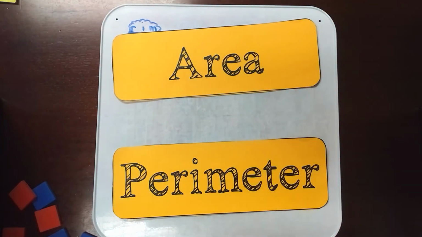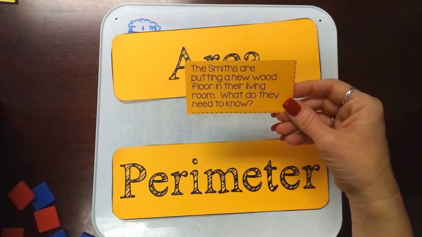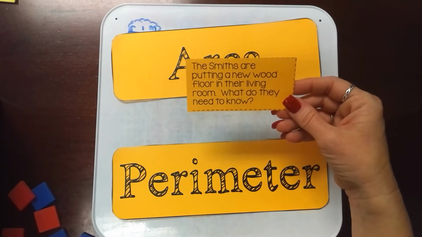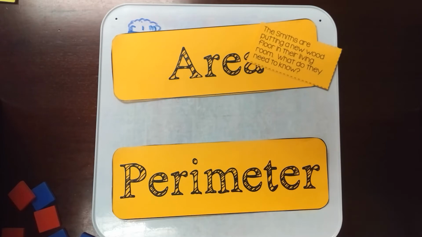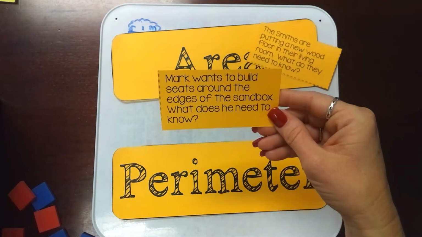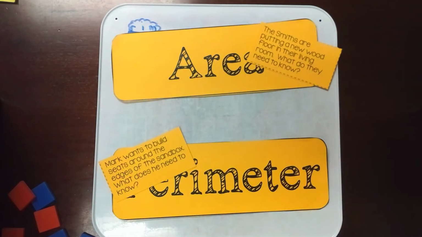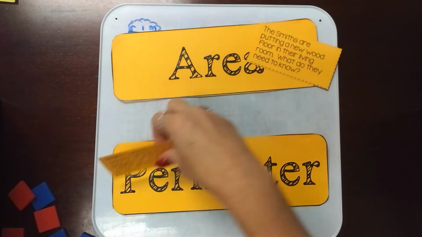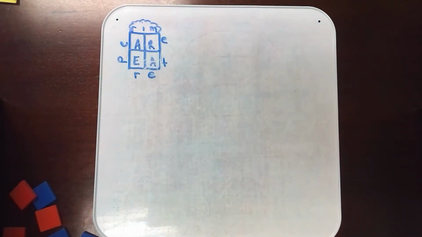So, for instance, if I gave this problem to students: the Smiths are putting a new wood floor in their living room. What do they need to know? If I'm looking for a floor, that definitely is going to be area. If Mark wants to build seats around the edges of the sandbox, what does he need to know? That is, of course, going to be the perimeter. So I think doing a sorting activity with students is really, really important. See, these problems didn't have numbers they had to worry about. It was just about the situations they might see.